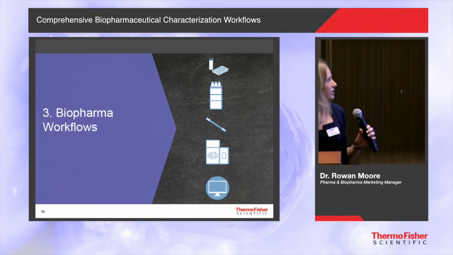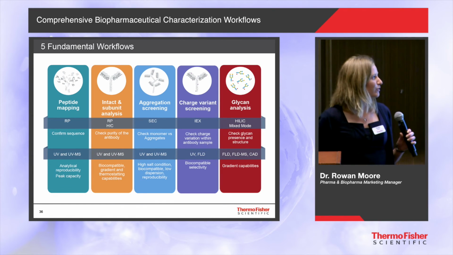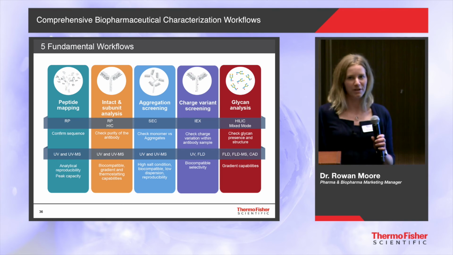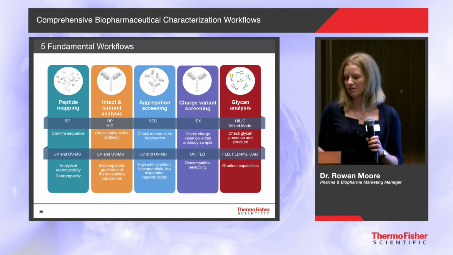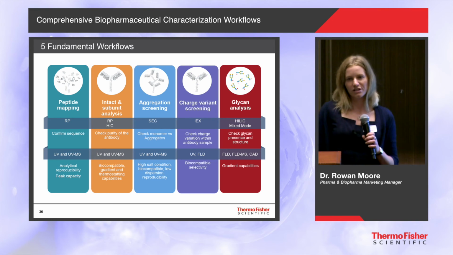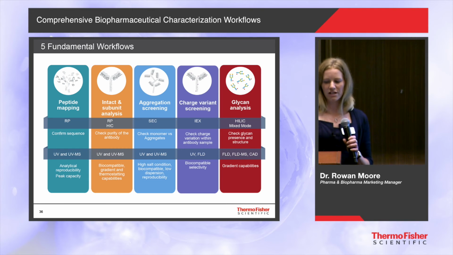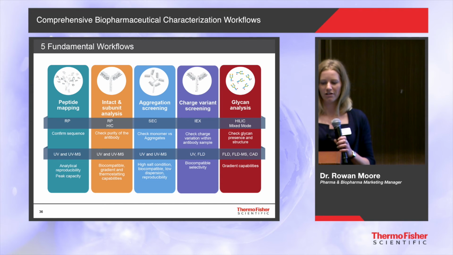So finally, let's take a look at the biopharma workflows. We can broadly divide the workflows in biopharma into 5 areas: peptide mapping to confirm the amino acid sequence and site of different modifications, intact protein and subunit analyses, aggregate screening, charge variants, and glycans. For each of these, we require a slightly different column chemistry for the separation, and more often than not, a slightly different method of detection.